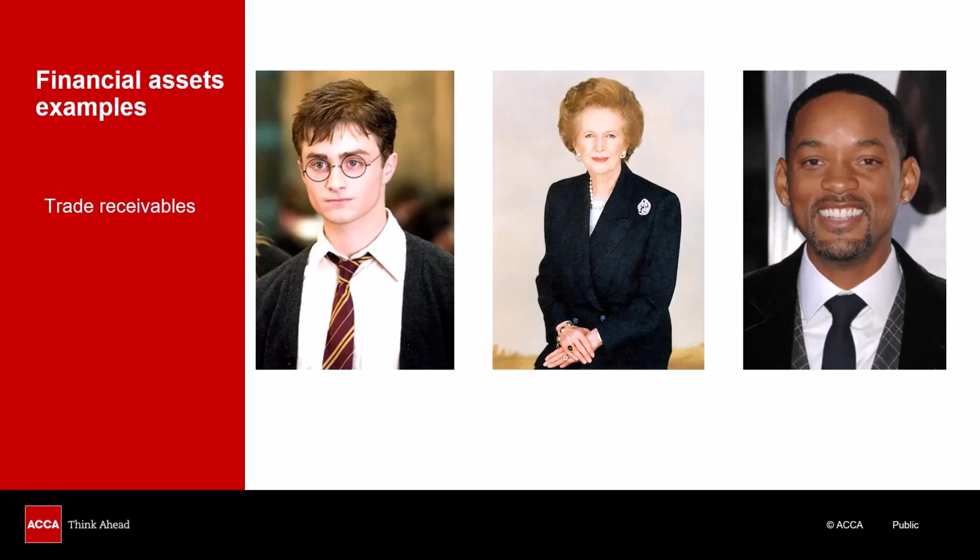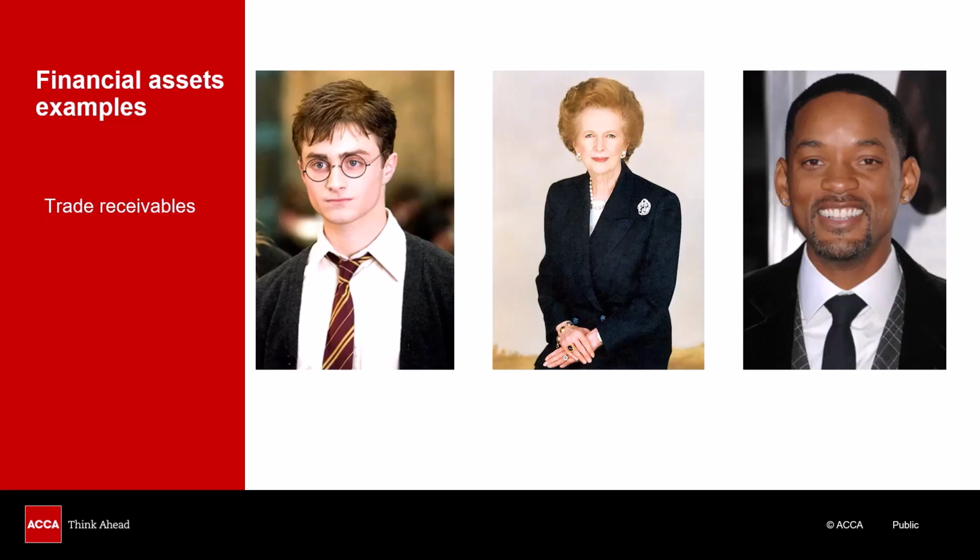Now, for the avoidance of any doubt, a financial instrument is a contract that creates a financial asset in one entity, and that's what we're talking about, and an equity instrument or a financial liability in another entity. We're just talking about financial assets.